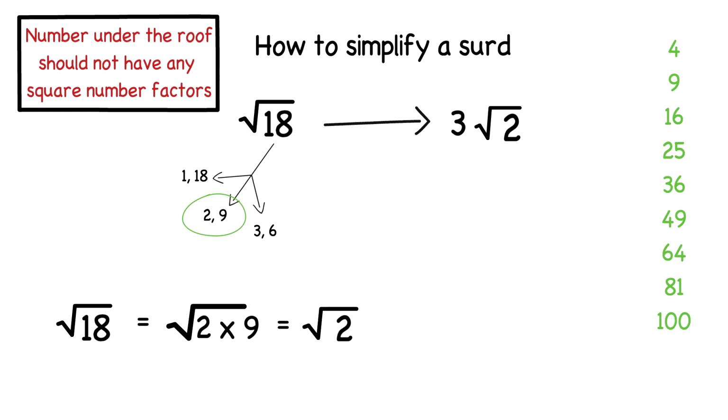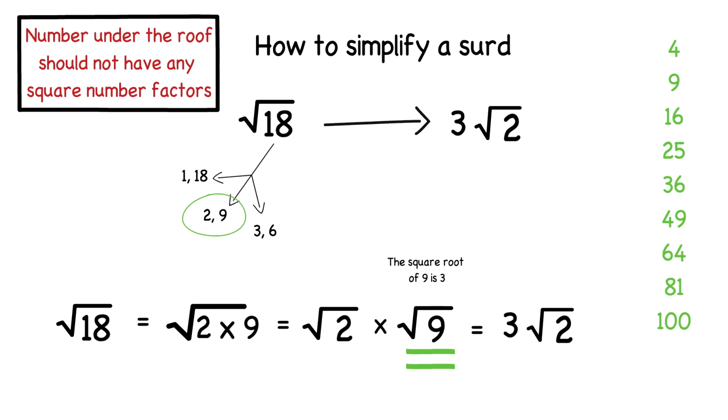That can further be split into a root 2 times a root 9. Root 9 is no longer technically a surd because we can solve it. Once solved, we get 3, and root 2 stays the same. So we would have 3 lots of root 2.